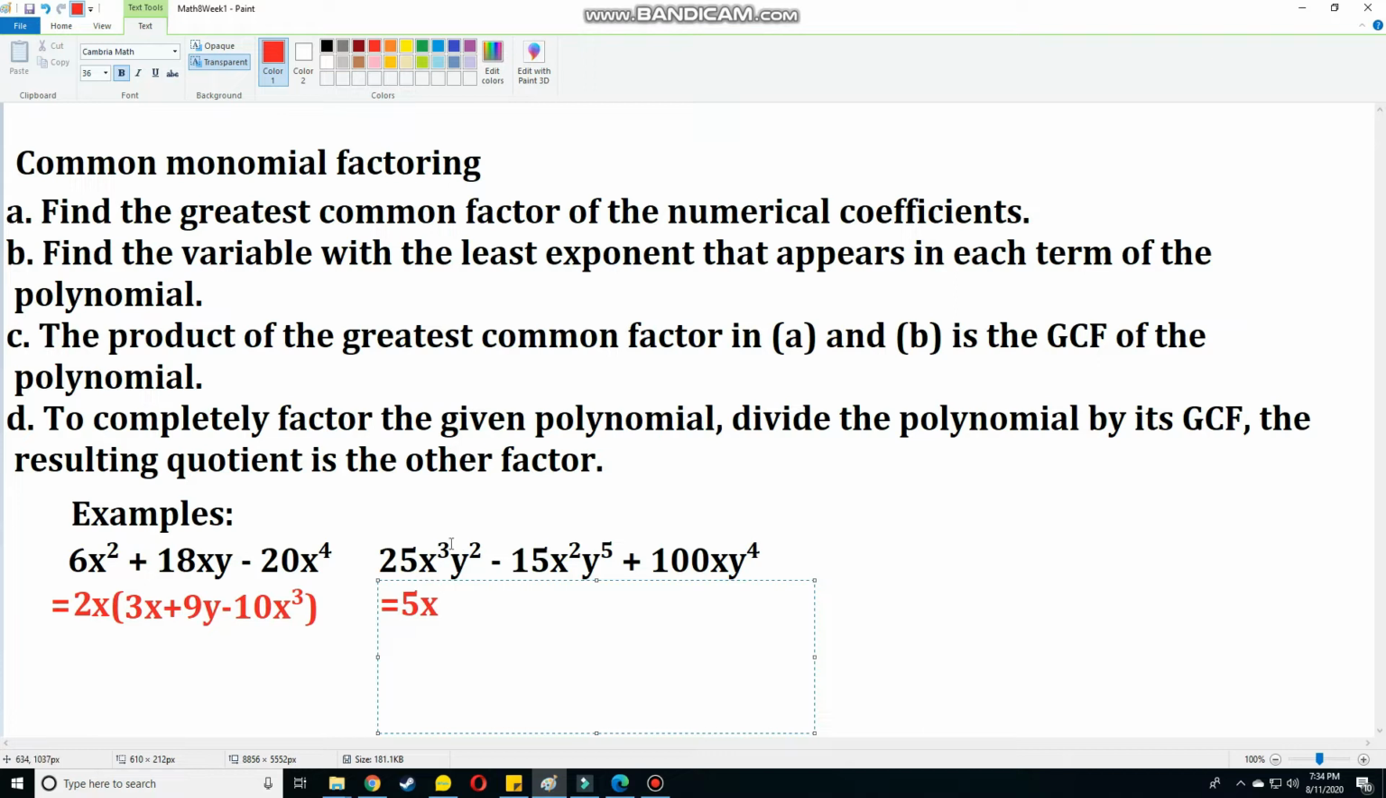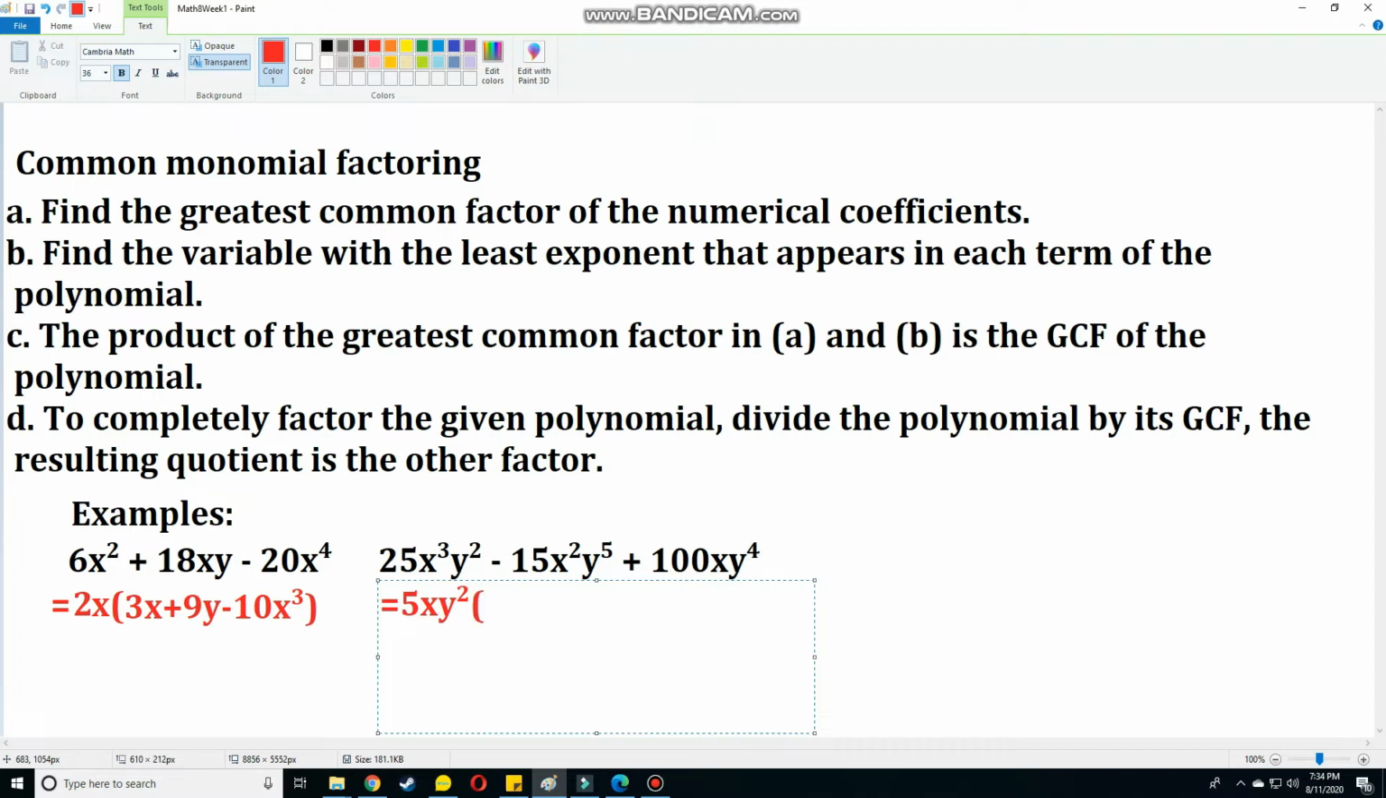On y, on the first term, our y is on the second degree. On the second term, our y is on the fifth degree. And on the third term, our y is on the fourth degree. So the least exponent, among 2, 5, and 4, the least is the square, or the second degree.